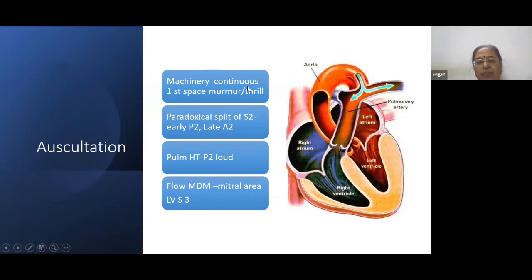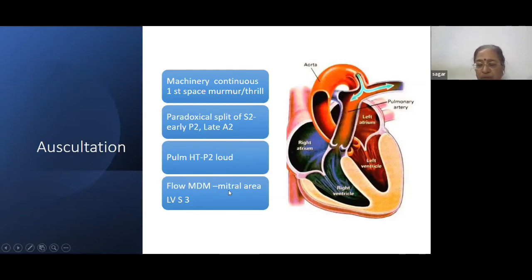It's a continuous murmur. Paradoxical split of the S2 because the aortic ejection takes a longer time. All the blood which you sent out to the aorta goes to the pulmonary artery, comes back to LA, comes back to LV, and then it has to eject, so much longer. So the A2 becomes later and later, and then it becomes paradoxical. P2 can be loud because of pulmonary artery hypertension, and you can get a flow mid-diastolic murmur in the mitral area because again, whatever blood you sent to the lungs came back through the LA to the LV.